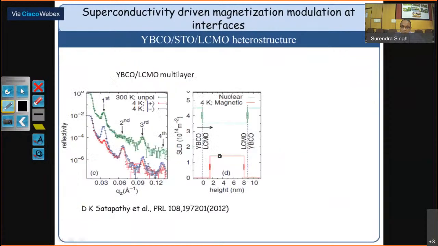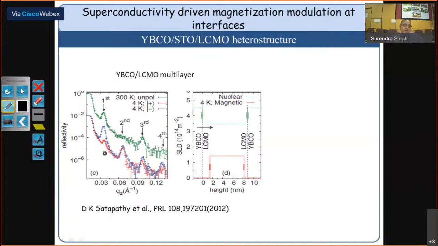I will explain something about this one. If you see, they just made a YBCO and LCMO multilayer. This is a nice study where they made this superconductor and ferromagnetic multilayer. This blue is spin up, red is the spin down reflectivity, and they found there is a ferromagnet.